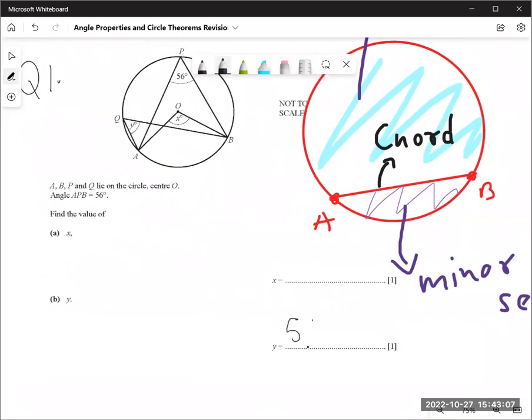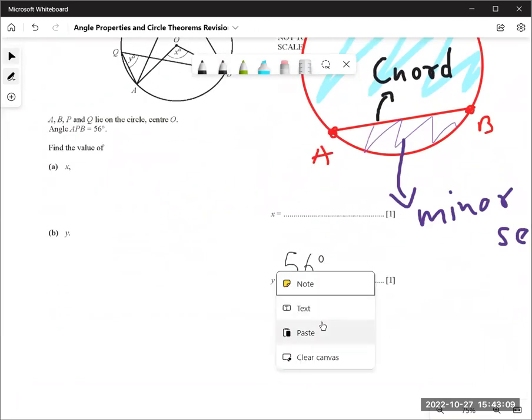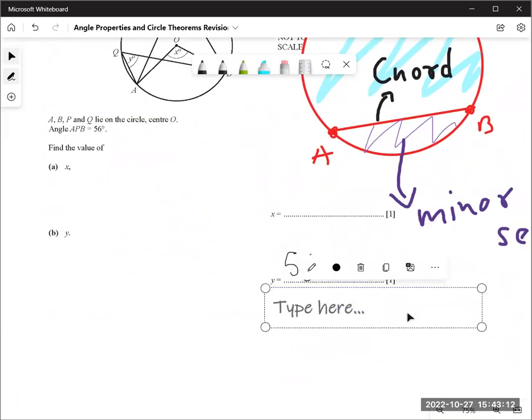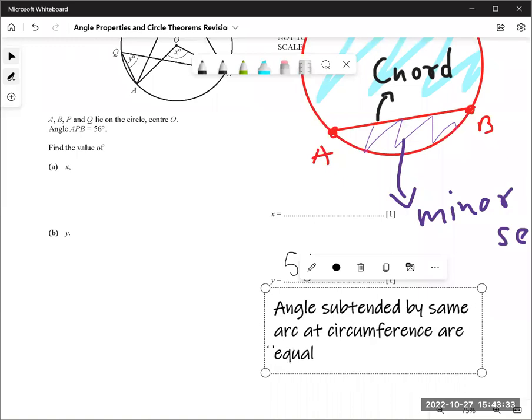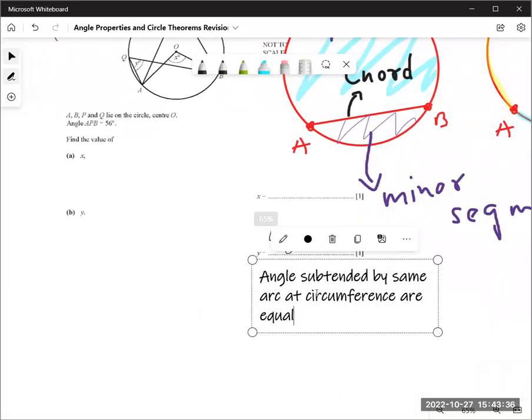We'll also give the reason here. They're not asking for it, but in paper 4 they will ask you, so we'll just say it. Angles at the circumference, let's say, subtended by the same arc at the circumference are equal. There's one more thing we'll add in the same segment.